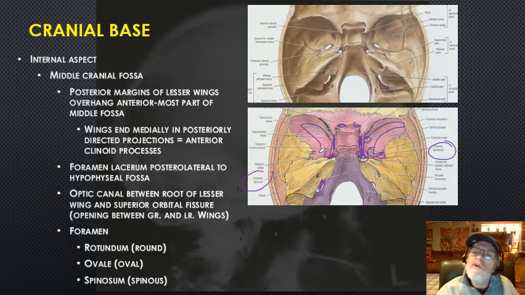Here's the spinosum right there. So spinosum, ovale, and rotundum, they're in that row like that, in that order. Hard to see, they're small. So I wouldn't be that worried about you knowing those, but they're there for cranial nerves that will come out of those areas.